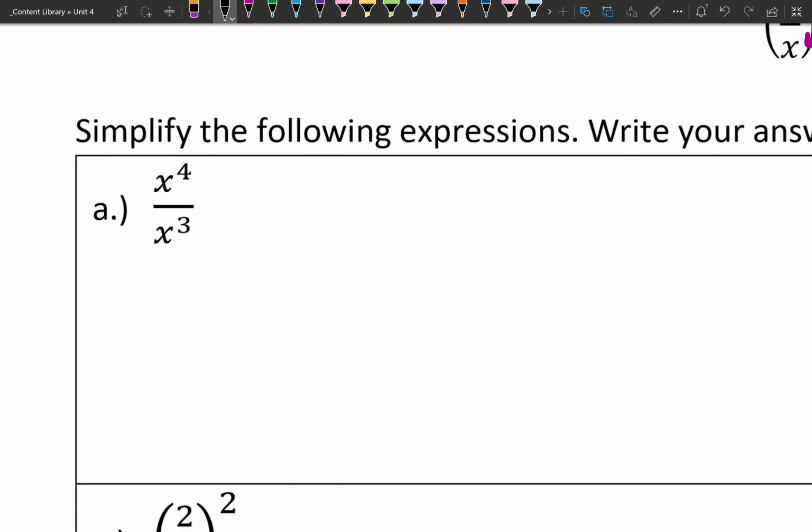We got x to the 4th over x to the 3rd. That's division. Division means we're going to subtract our exponents. So I get x to the power of 1.